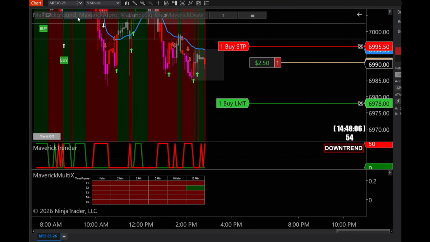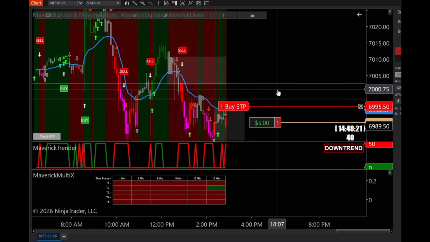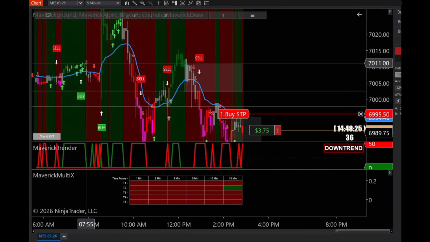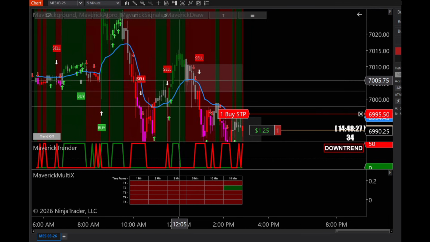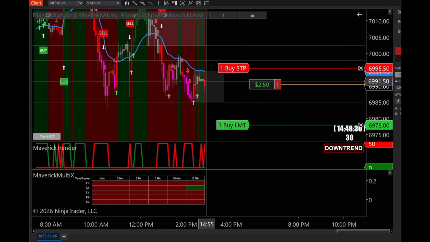And you do have this support level right here, of course. 248 on ES. It's been pretty much downtrend, I think. How'd the day go here? Yeah, you've been down. You came back up, down. I'd really like to get a sell signal here.